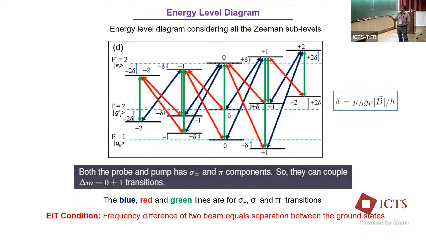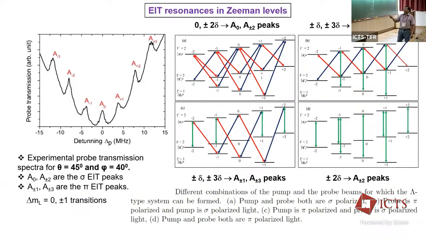Now, if we decompose this to a much simpler picture, what you see in the experiment is this. This is the probe transmission, and if you detune one of your beams, you see that there are 7 peaks that rise up, while having 45° your quantization axis, so the magnetic field is off by 45°, and your phi, that is your polarization, is at 40°.